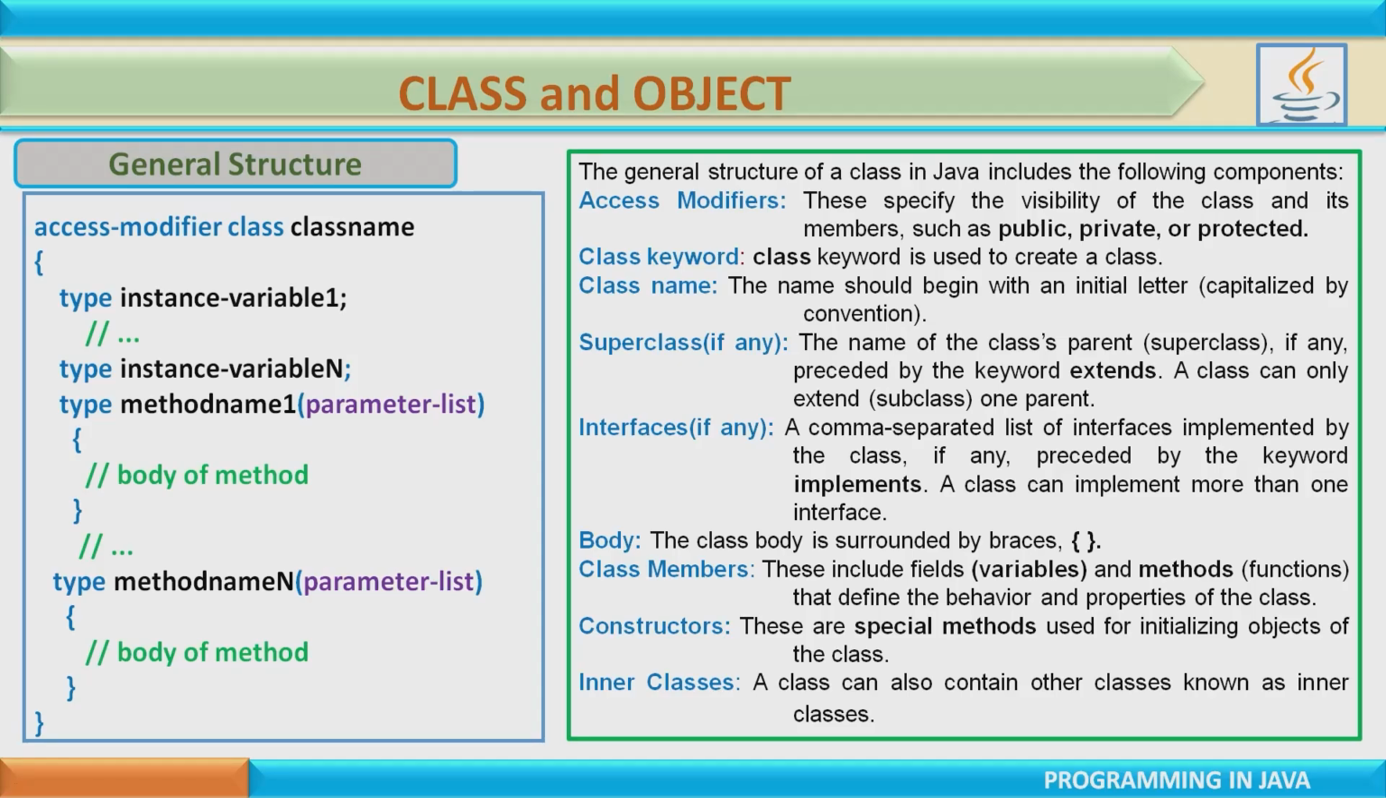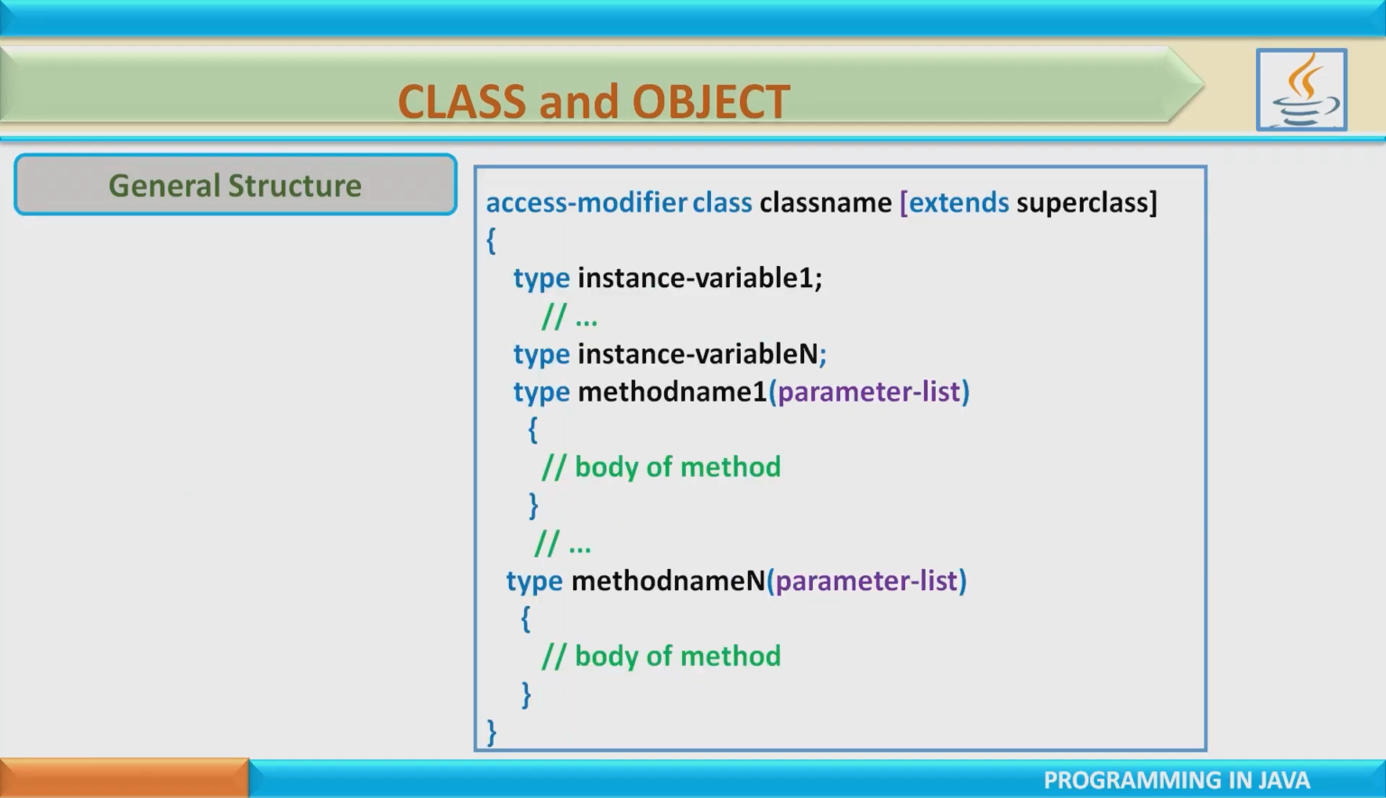A class can also contain a constructor and an inner class. Constructor is a special method that is used for initializing an object of the class. A class can also contain another class, which is known as an inner class. When a class is going to inherit the properties of a base class, there will be slight changes in the header part. After the class name, we have to specify the keyword extends, and after the keyword extends, we have to give the superclass name.